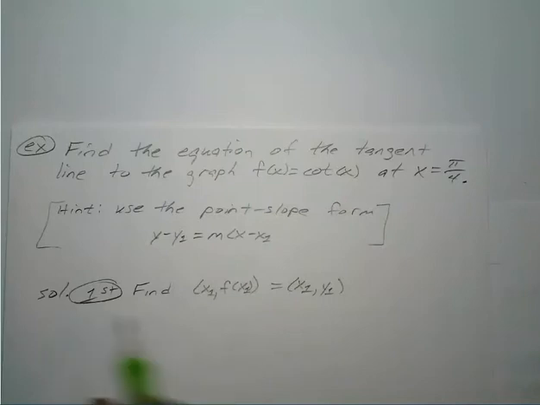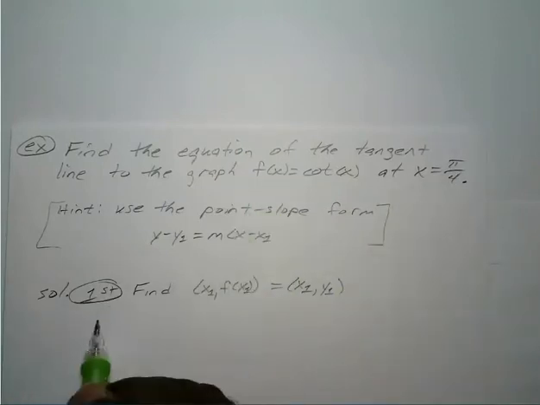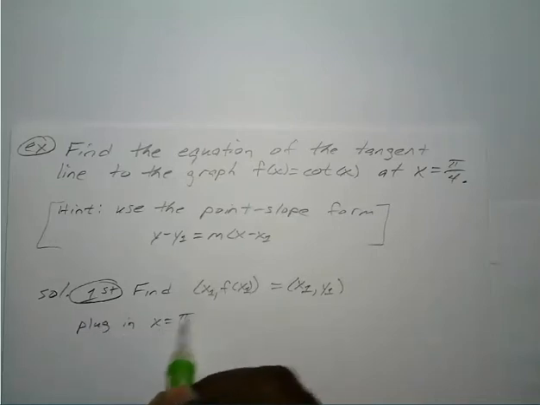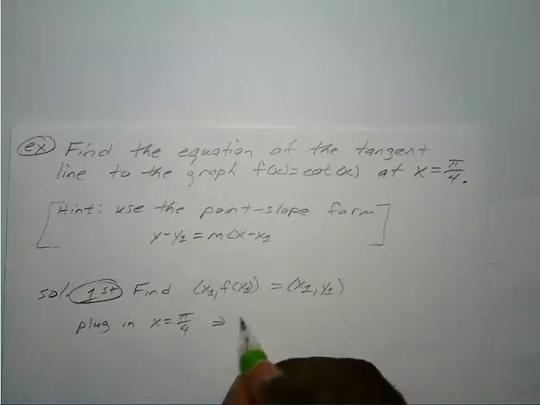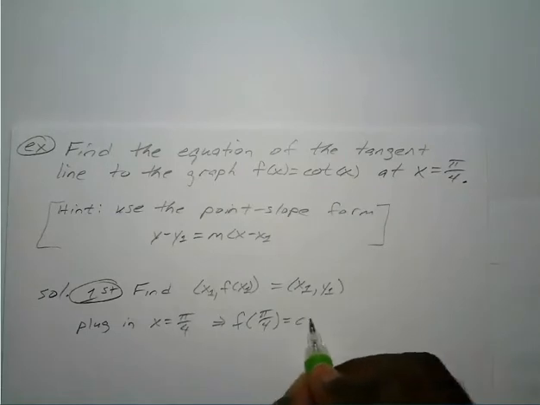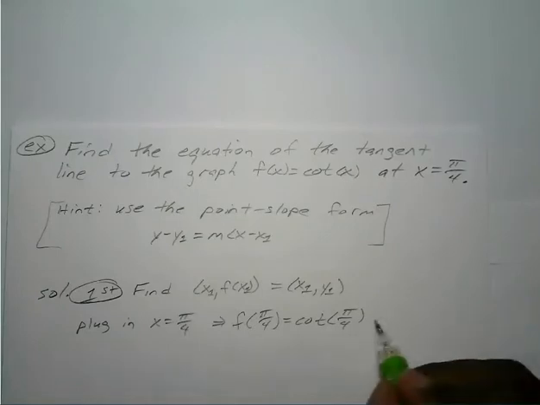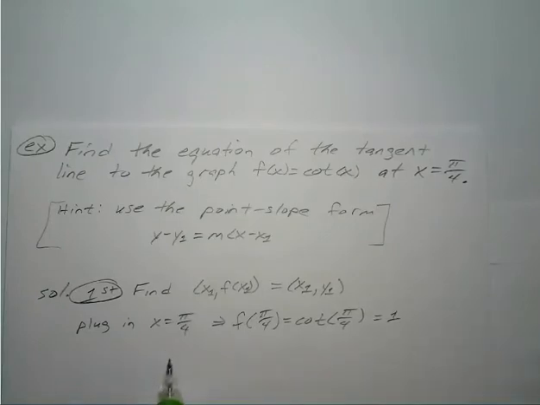So to do that, we plug in x equals pi over 4 to our function. What that gives us is f of pi over 4, which is equal to cotangent of pi over 4. Cotangent of pi over 4 is just 1. So that means your x1, y1 is equal to pi over 4, 1. Okay, so that's your point.